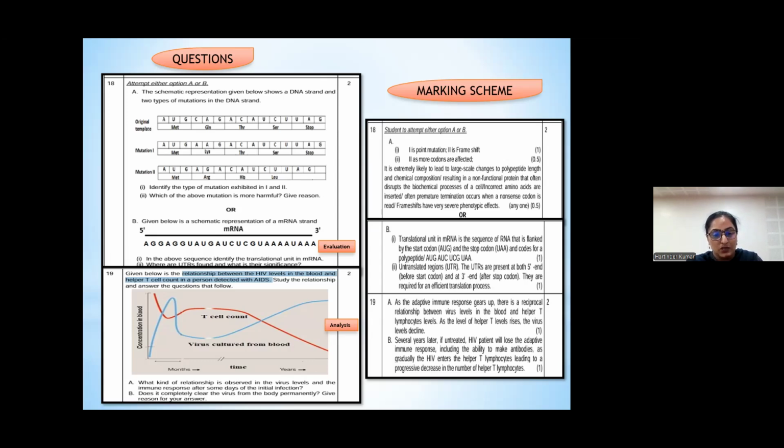Next, 19th question, you can see a graph is given. In this, different concepts are there. One is T cell count, one is virus cultured in the blood. That is, they have shown the relationship between the HIV levels in the blood and helper T cell count. That relationship, they know it, how to apply it, and this is a case of analysis. To the known facts, they are to apply the relationship between 2 bifurcated things. That is, a concept has been bifurcated into 2 micro concepts. So this is a case of analysis.